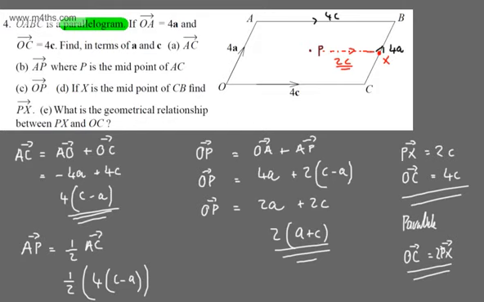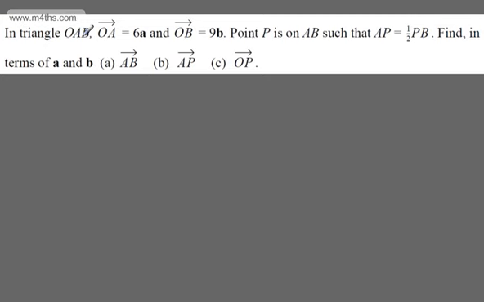Okay, let's move on and look at another typical question. We've got now, it says in the triangle OAB, OA is 6A, the vector OB is 9B, the point P is on AB such that AP is 1/2 PB. We need to find in terms of A and B, the vector AB, the vector AP, and the vector OP.